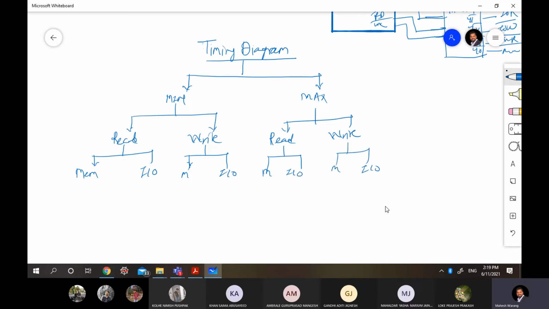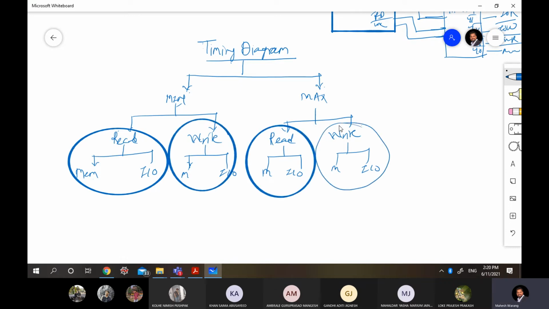So these are the 8 diagrams which you have to see. Memory read in minimum mode, IO read in minimum mode, memory write in minimum mode, IO write in minimum mode, memory read in maximum mode, then memory write in maximum mode, likewise. So these 8 diagrams are there, but we will combine them. I will combine these two in one, these two in one, and these two in one. So we have to see 4 timing diagrams.